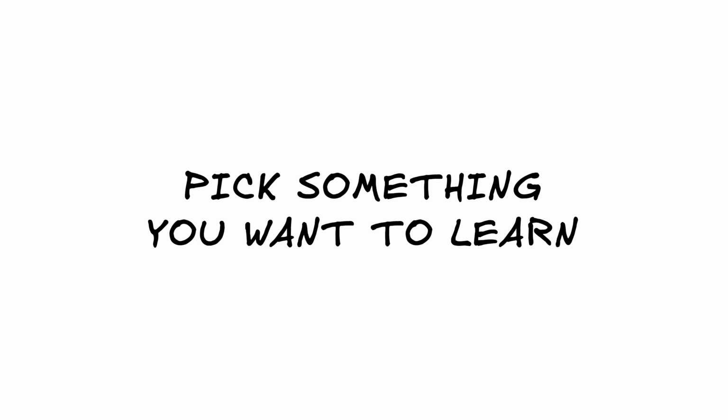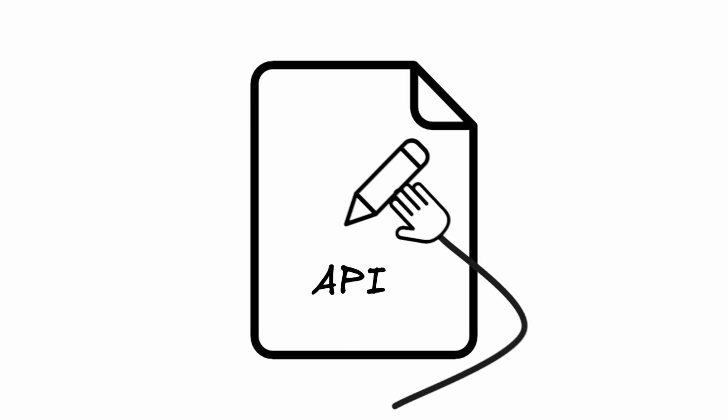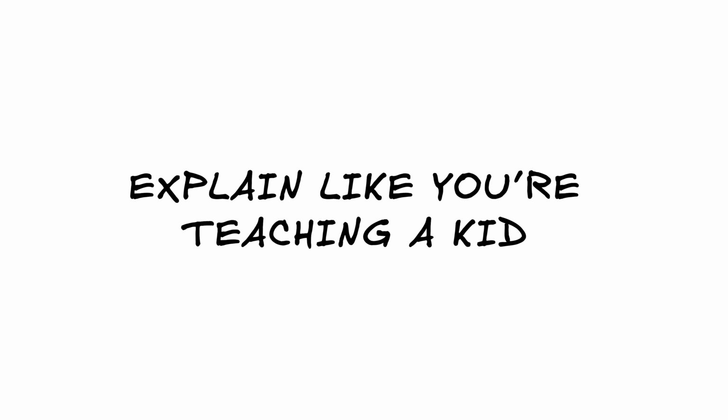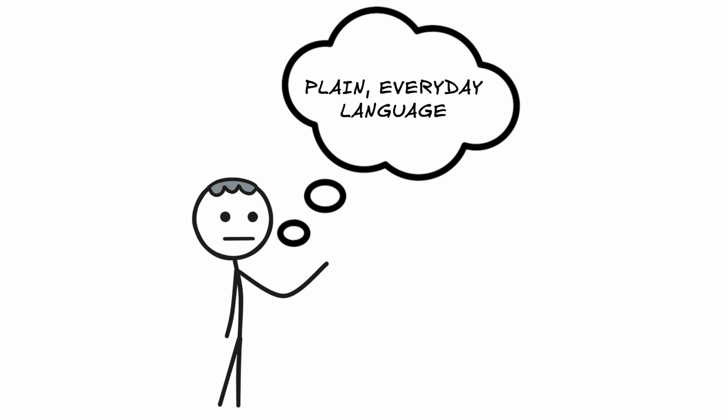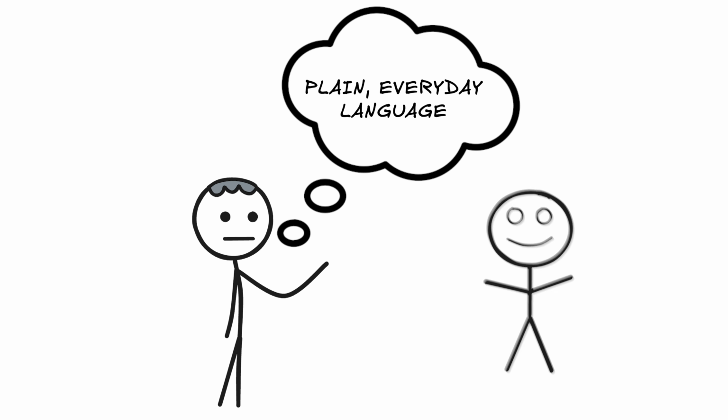Step 1. Pick something you want to learn. Write down the topic you want to understand at the top of a blank page. Let's say the concept is API. Step 2. Explain like you're teaching a kid. Use plain, everyday language. Avoid jargon. Pretend you're explaining it to a curious kid.